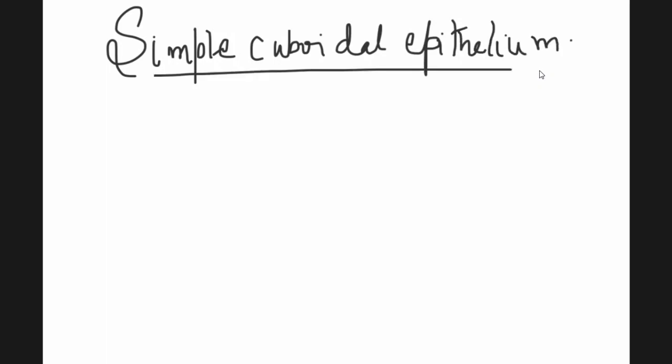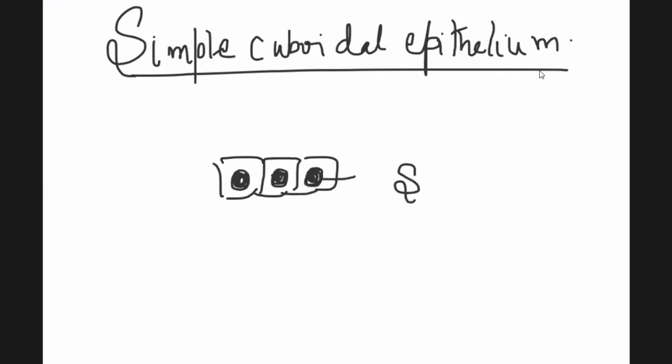Simple cuboidal epithelium. Here the cells are cube-like. Cuboidal means cube-like with a large spherical central nucleus.